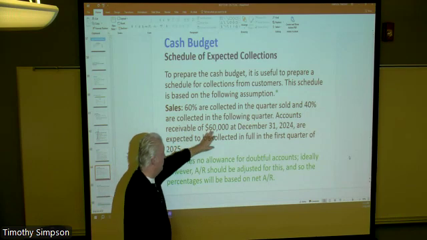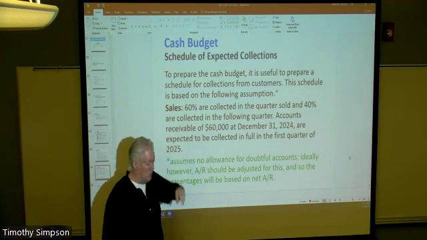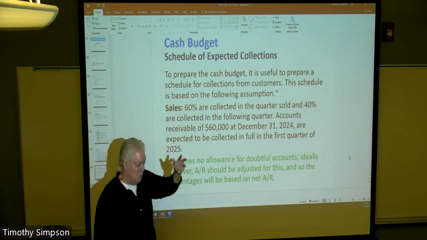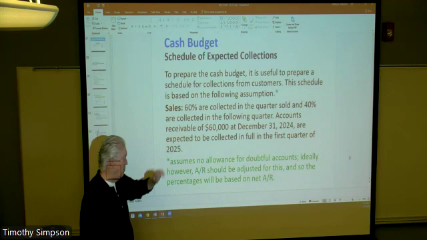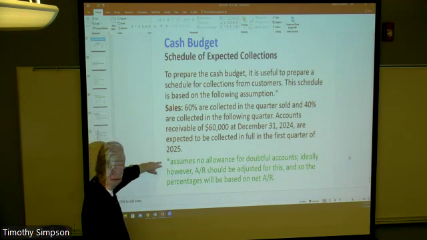So we have some carryover. We had sales in the fourth quarter that we didn't collect, but we understood that we weren't going to collect it because we only expect to collect 60% in that quarter. We collect the rest as we go forward. And we're also generating new sales and collecting those and deferring more revenue collection. So what's the following assumption? It assumes no allowance for doubtful accounts.